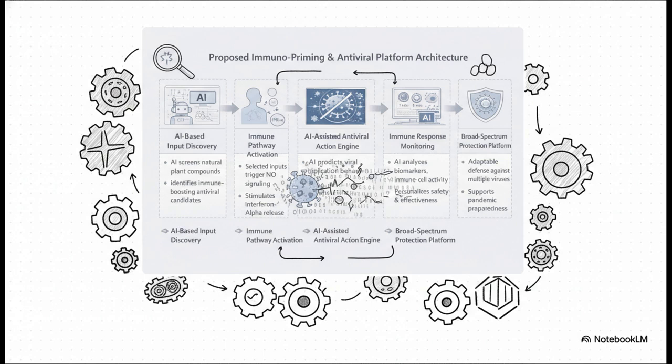They've taken this unbelievably complex problem and broken it down into 5 distinct, manageable modules: an AI discovery engine, an immune pathway activator, an antiviral engine, a monitoring system, and finally, the protection platform. Each module has its own specific job, but they're all designed to work together perfectly.